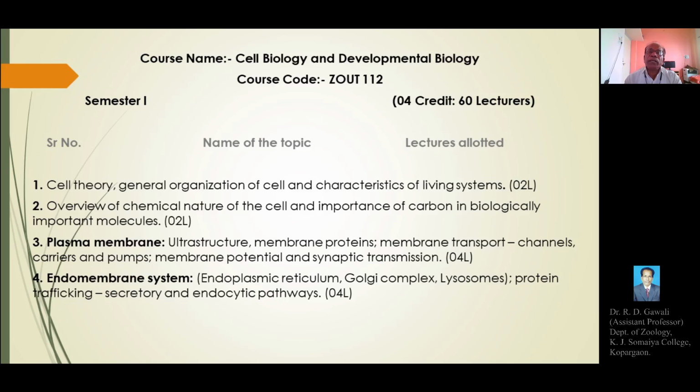Secretory and endocytic pathways means this is again a type of pathway through which these different secretory components, the proteins, vitamins, enzymes, are transported via the different types of granules, the secretory granules, vesicles or vacuoles, and these are through the endocytic pathway. Endocytic means within the cytoplasm. So these are the pathways represented through the different types of vesicles.